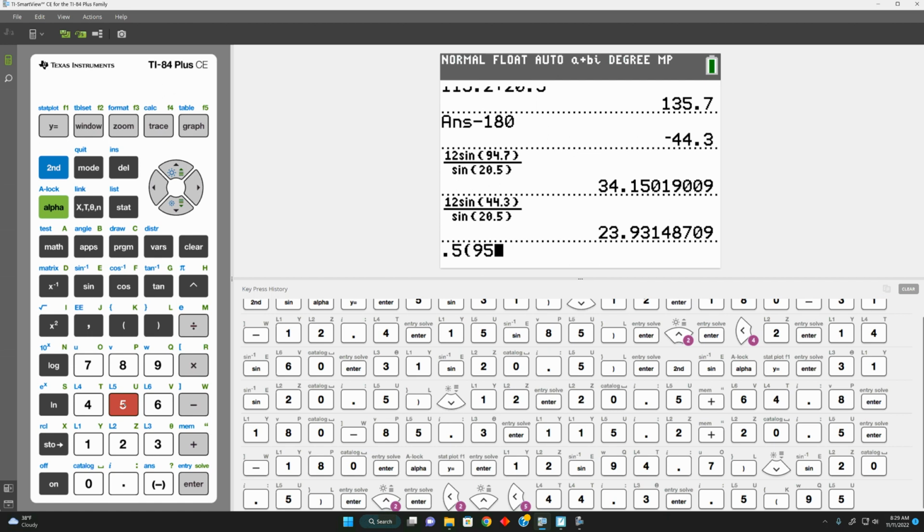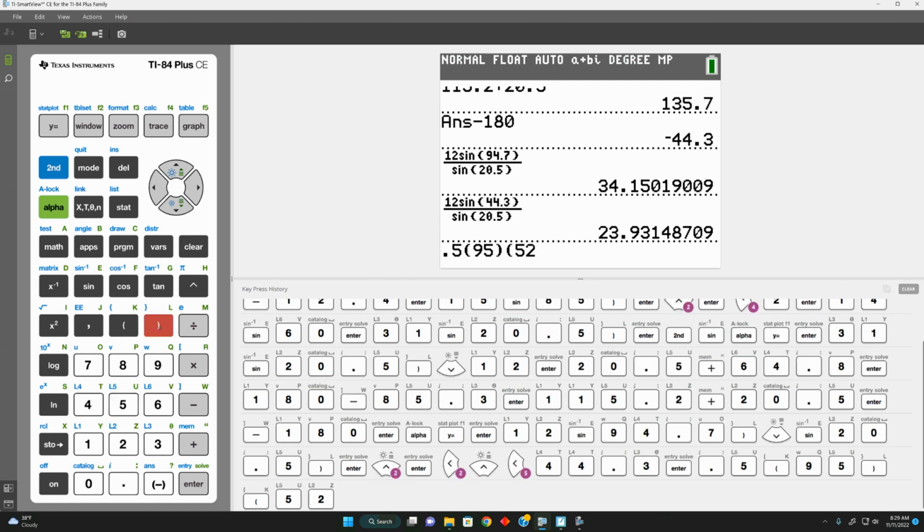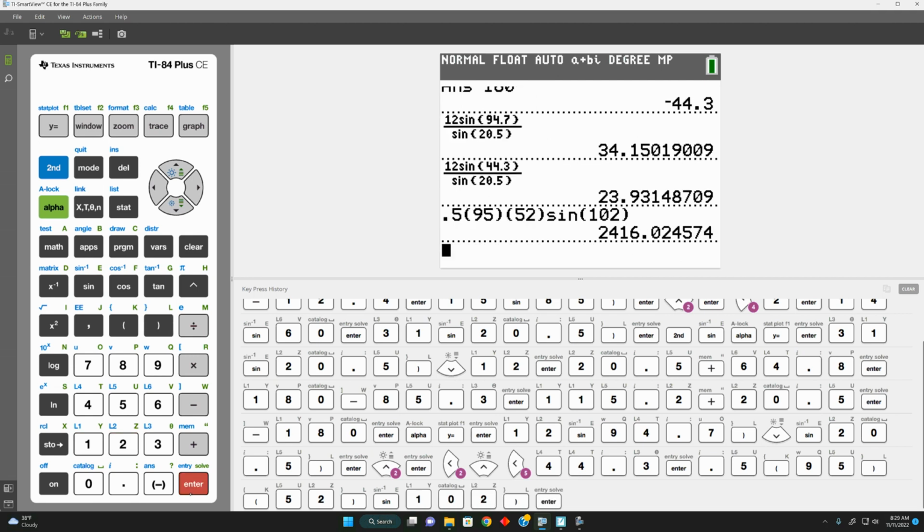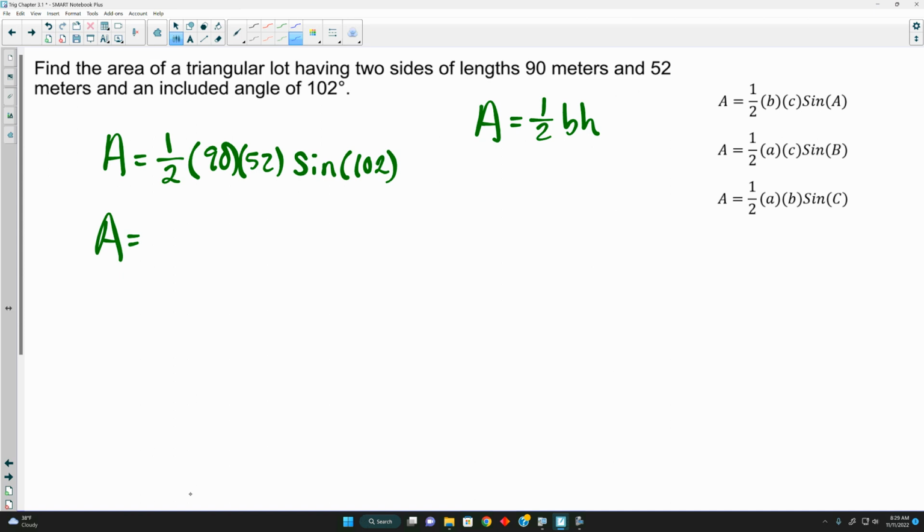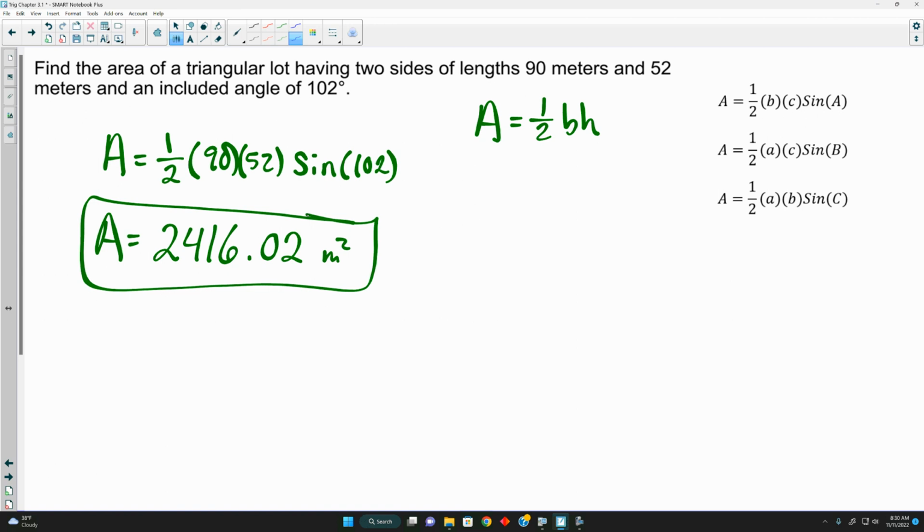Here's 95, 52, sine of 102 degrees. And we can go 2 decimal places out for this here, or 1, just depending on what the instructions say. And I don't think it specifies for this here. 2416.02. And we could use the units meters squared. But that's it. I use 0.5 instead of 1/2. They're the same thing. 0.5 is a little bit easier to type in on the graphing calculator.